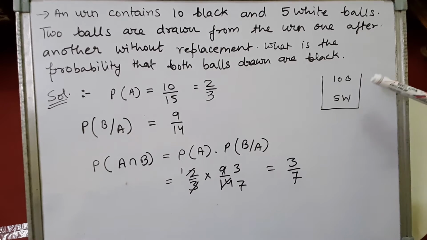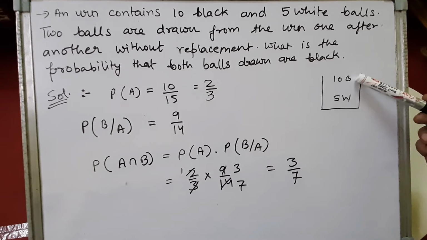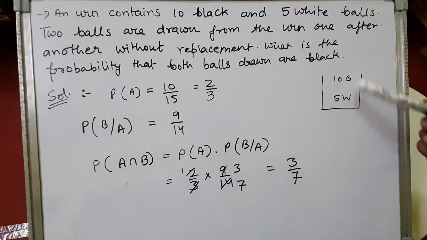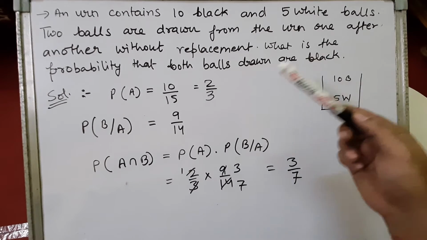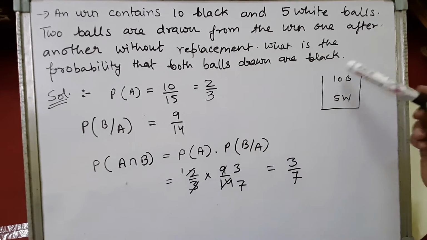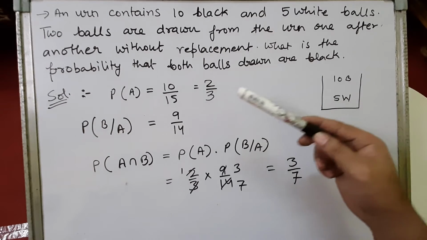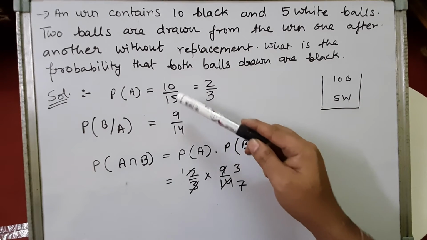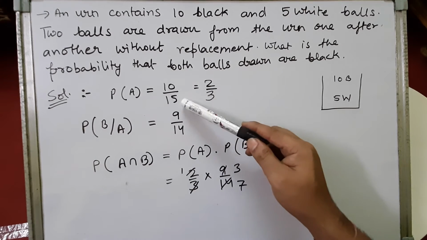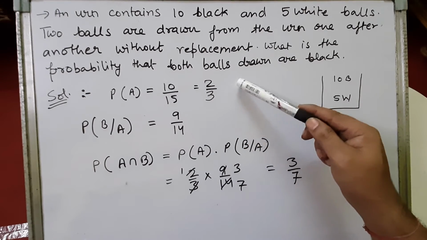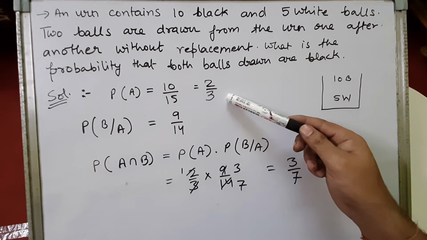Let's see, this is a bag in which we have 10 black and 5 white balls. That means total balls 15. Then in the first draw, we have to get a black ball because both the balls drawn should be black. So how many black balls do we have? 10. So the chances of a black ball coming are 10, out of a total number of outcomes, that is total balls, 15. So the probability of getting a black ball will be 10 by 15, or 2 by 3.